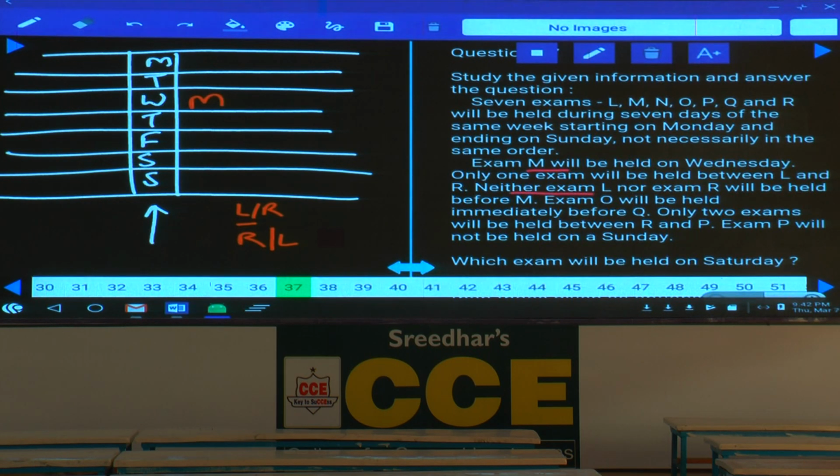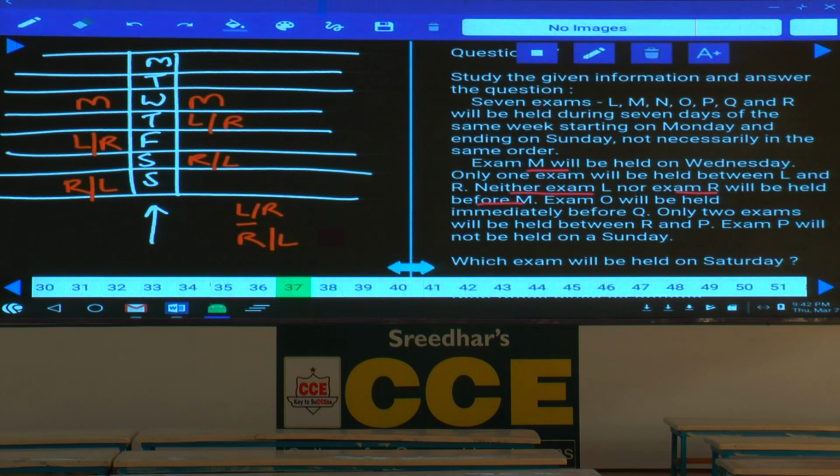Neither exam L nor exam R will be held before M. And this L and R must be held only after M. Hence if L is here, R will be here, or if L is here, R will be here, that is first possible. Then what is the next one here? M at this place. If L is here on Friday, R will be on Sunday, or if L is here, R will be on Sunday. There are 2 possibilities.